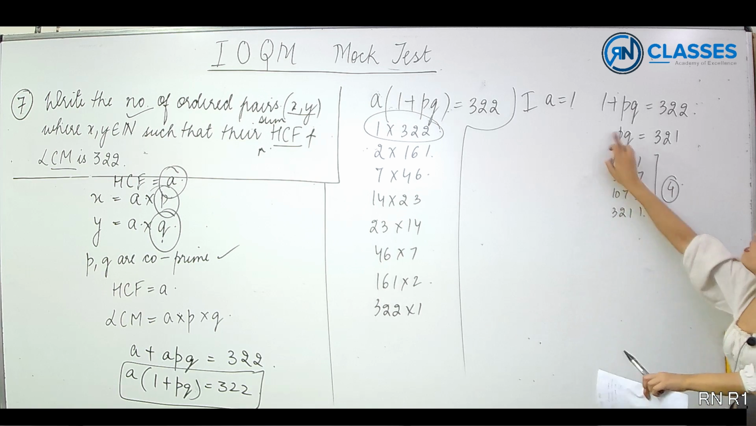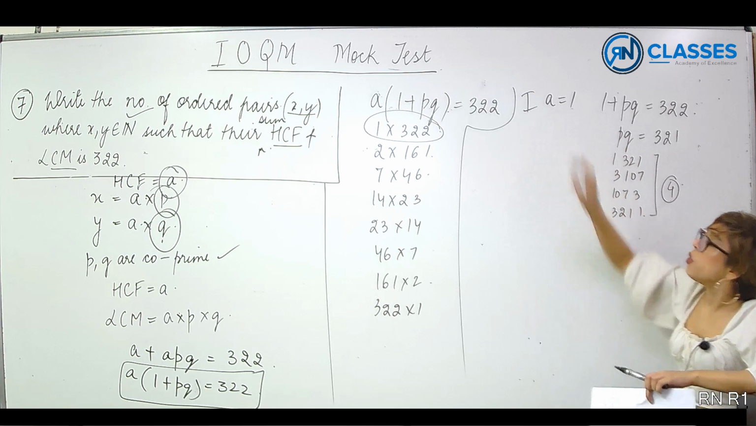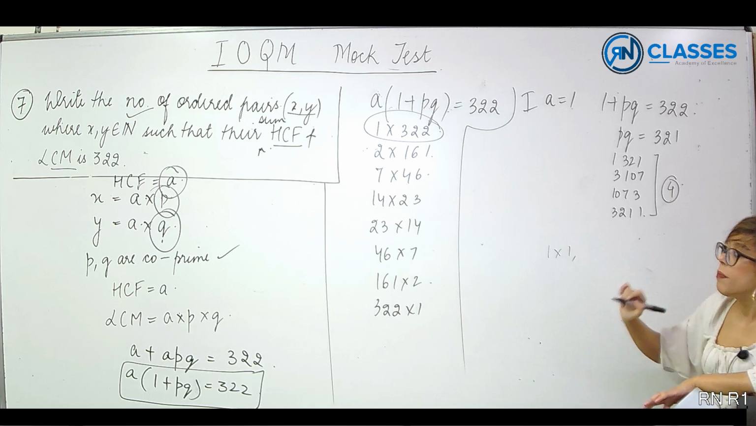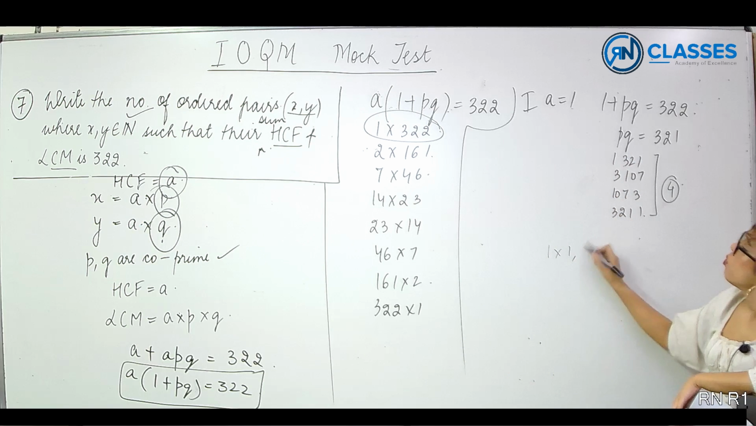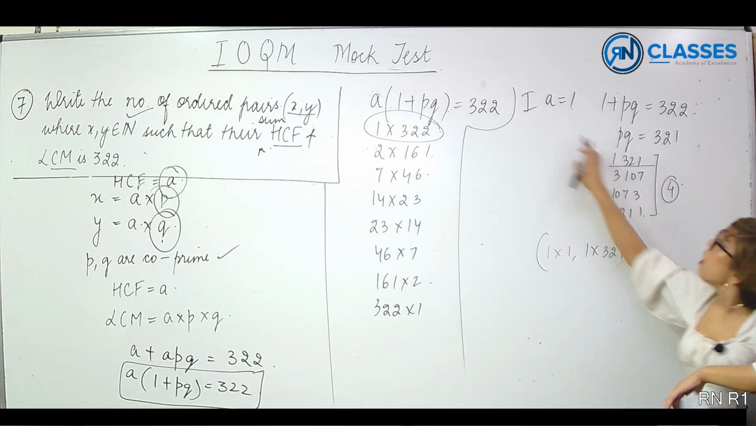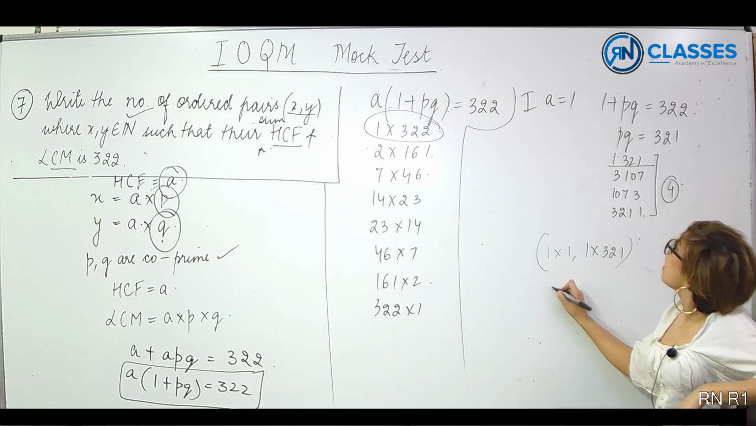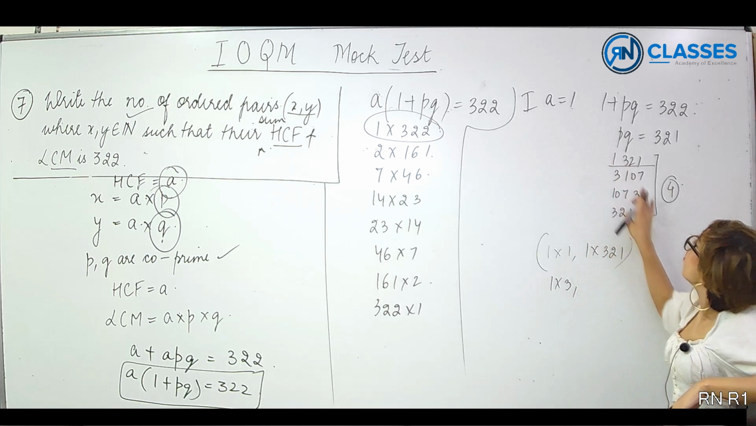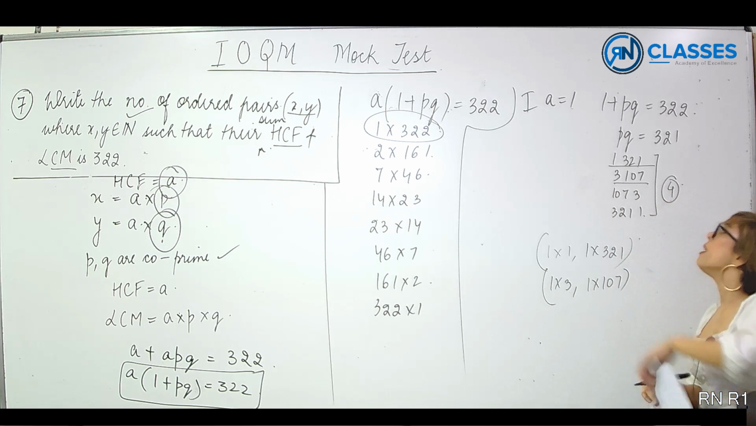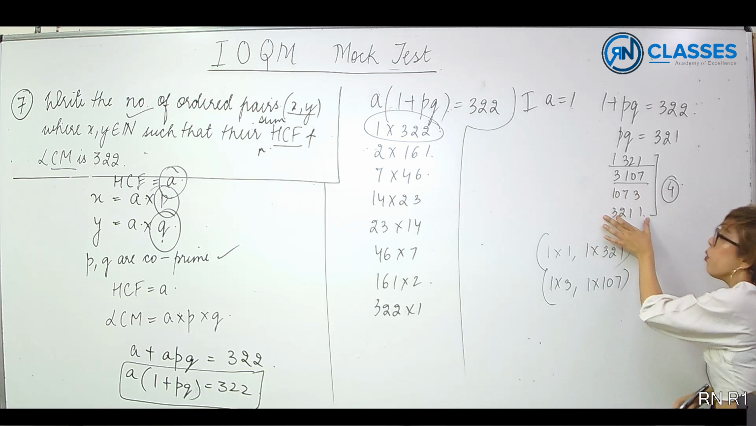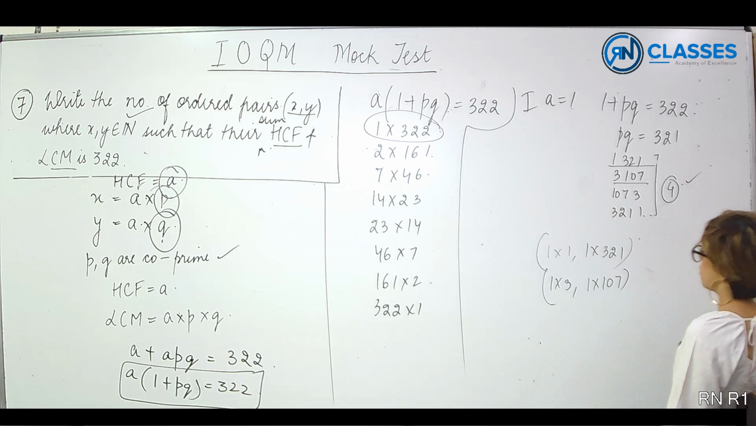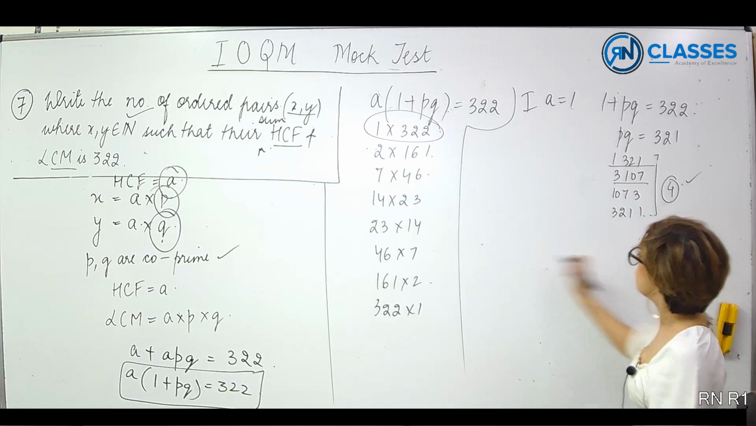So, when P is equal to 1, Q is equal to 321, I know that A is equal to 1. One ordered pair I'll get. I can see because one ordered pair is 1 into 1, AP. Second number is A into Q, so 1 into 321. First ordered pair. Second, A into P, so that is 1 into 3. Second number is A into Q, so that is 1 into 107. Second ordered pair. Similarly, I get third ordered pair, then fourth. That means from these 4, I am getting 4 ordered pairs. Let's see the second case.